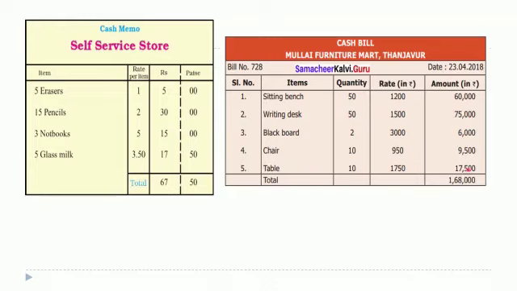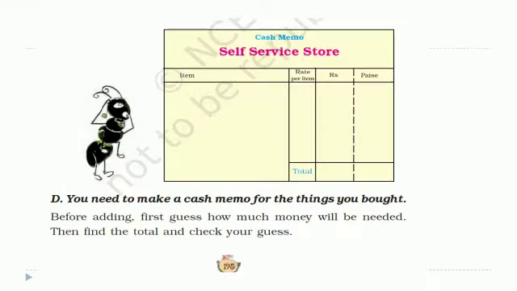So here the actual amount is written. This is for 1 and this is how many they have brought. So here 50 means 1200 into 50. So it is 60,000. Same way 1500 into 50, 3000 into 2. And then at the end the total is written in the cash memo. That is the amount we have to pay to the shopkeeper.